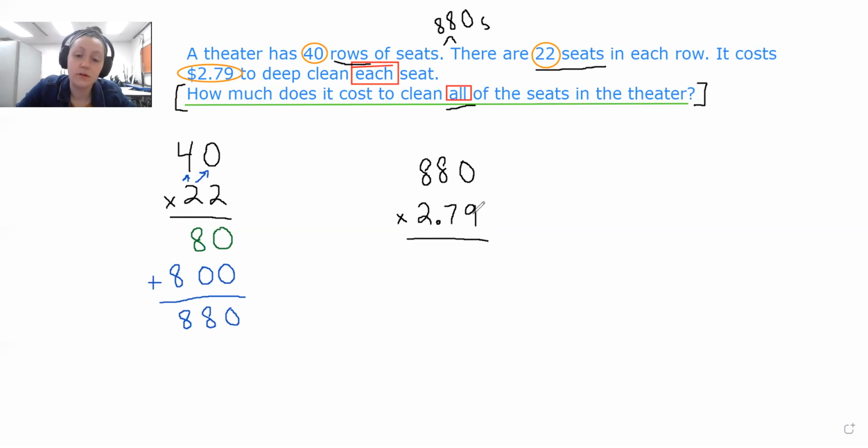I start with my number in the bottom right, which is this 9, and I multiply it out. 9 times 0 is 0. 9 times 8 is going to be 72. So I put my 2 down here, and I carry the 7. 9 times 8 is 72 again, but I have to add this 7 up top, so that makes it 79.